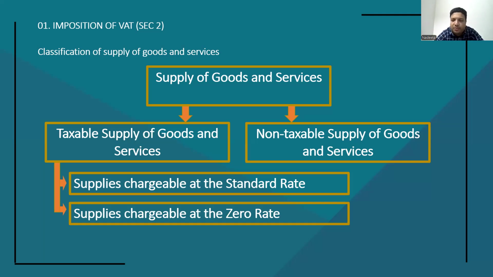But for now, keep this classification in mind, because most of the provisions of the VAT law can be understood easily if you keep this classification in your mind, right? So, simple classification of supply of goods and services. It is of two types, taxable and non-taxable. The taxable part is divided into two: standard rate supplies and zero rate supplies, right?